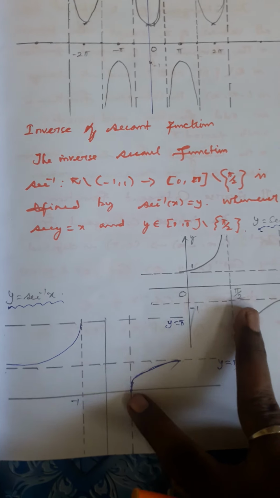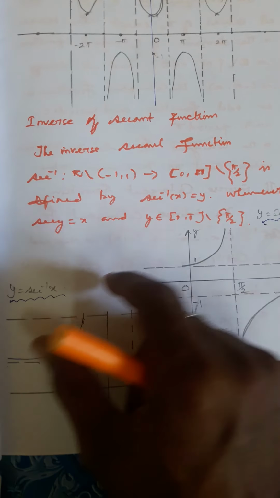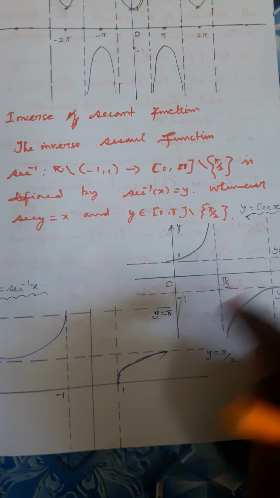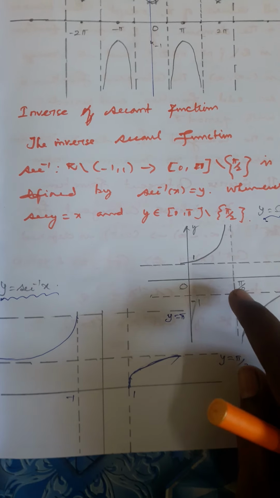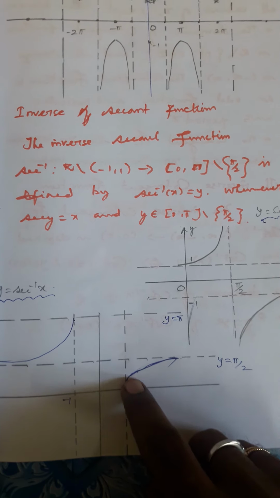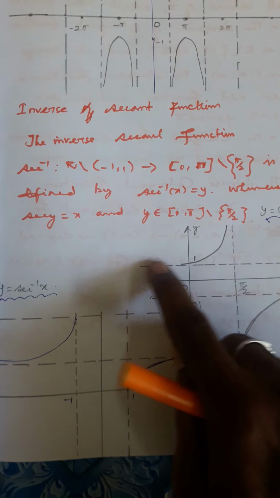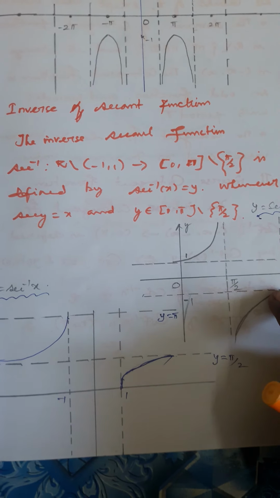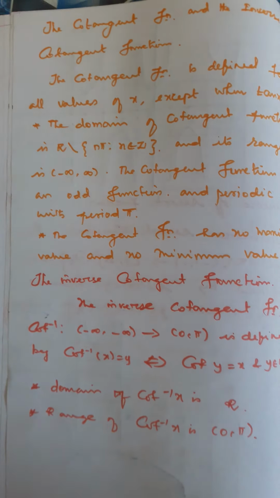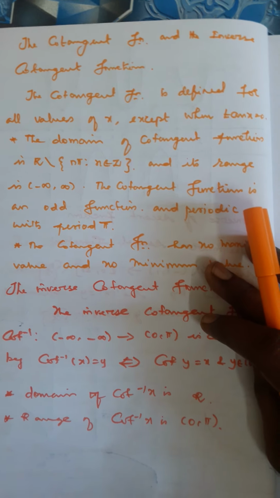Now you can compare the same shape of the graph, but the values are interchanged. Pi by 2 and pi are on the y axis, and plus 1 and minus 1 on the x axis. Okay, so plus 1 and minus 1, here it is plus 1 and minus 1. So the graph will be defined in these two places, right? Like that, the third one, cot function and cot inverse x.